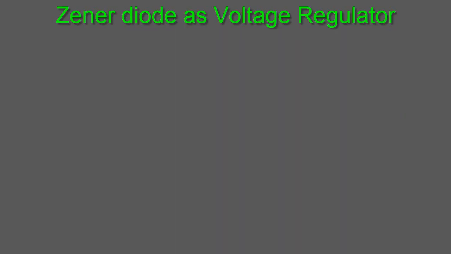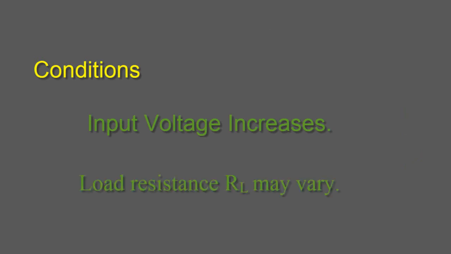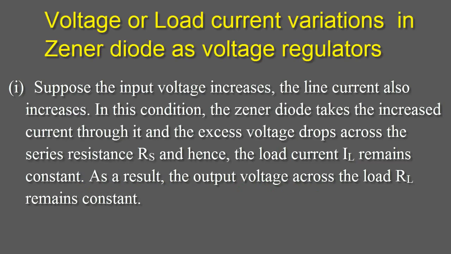Now let us see some of the conditions, that is, when input voltage increases or the load resistance varies. Condition number 1. Suppose the input voltage increases, the line current also increases. In this condition, the Zener diode takes the increased current through it and the excess voltage drops across the series resistance Rs, and hence the load current IL remains constant. As a result, the output voltage across the load RL remains constant.